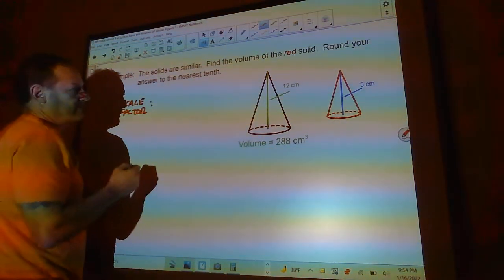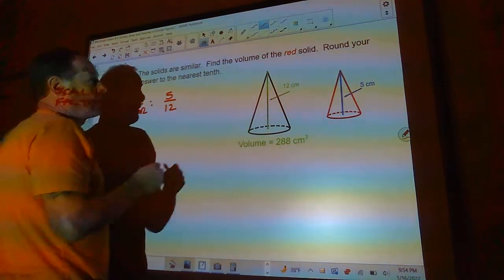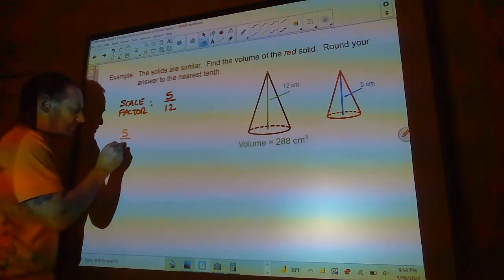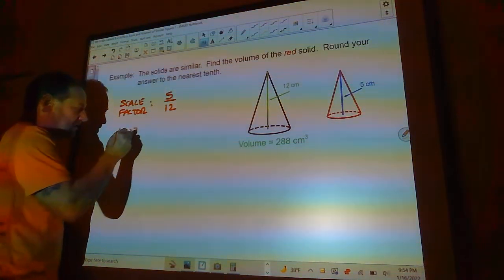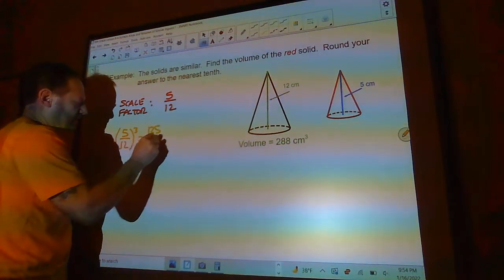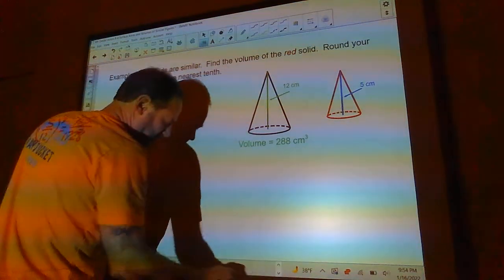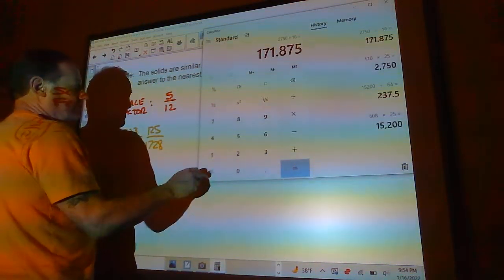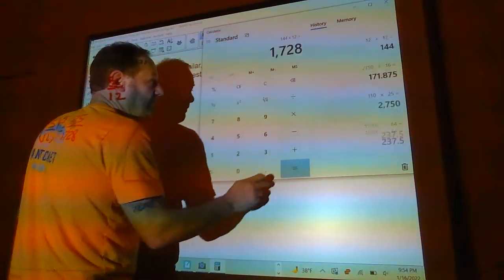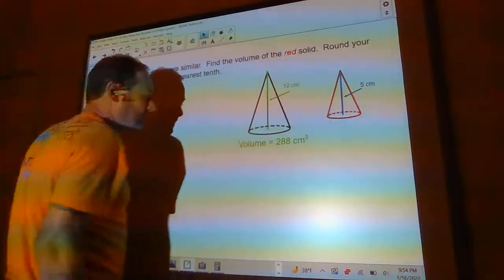The scale factor is going to be 5 to 12. Now these questions are volume, so it's going to be 5/12 cubed. So that's going to be 125 on the top, and I think that's 1728 on the bottom. Let's double check here. So this would be 12 times 12 times 12. 1728, yep.